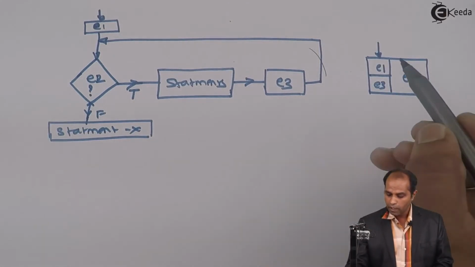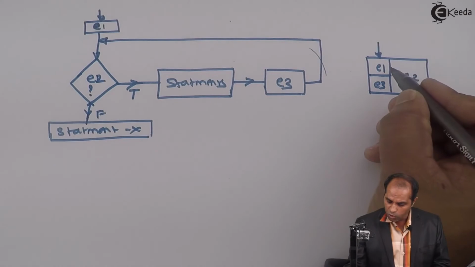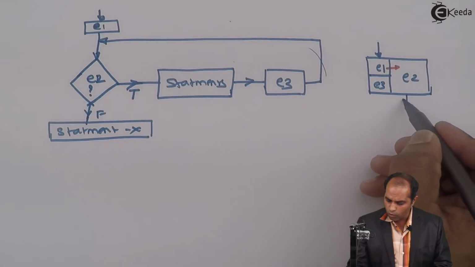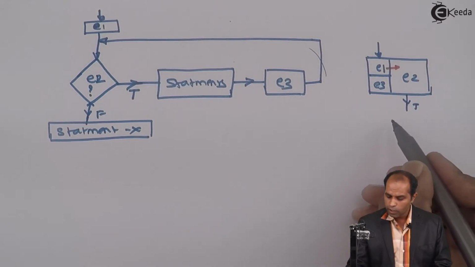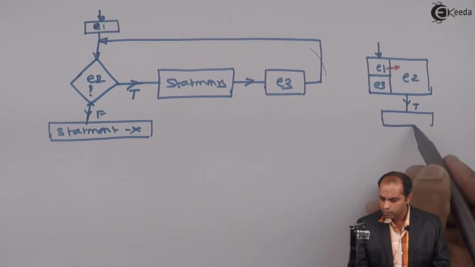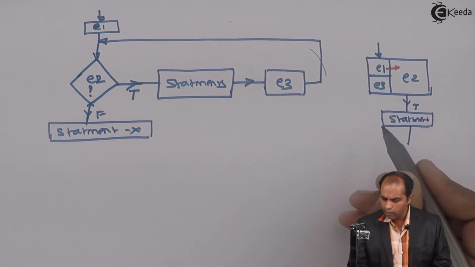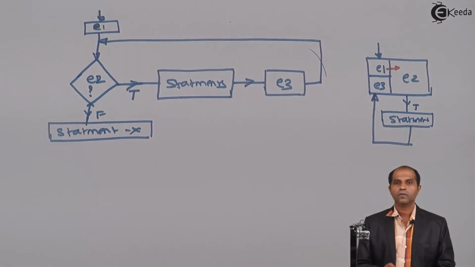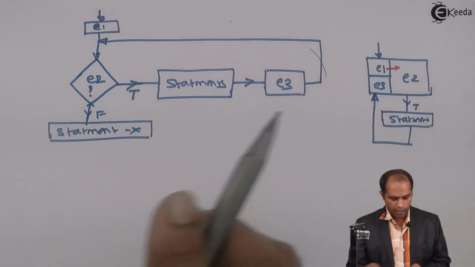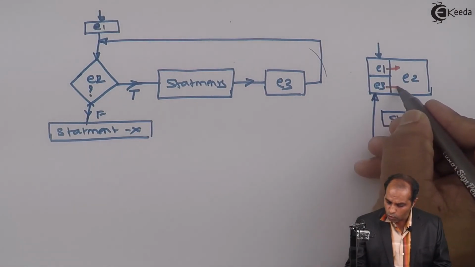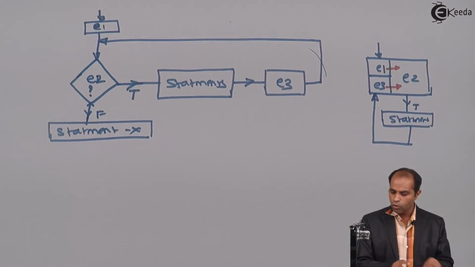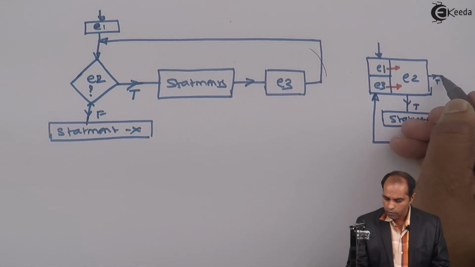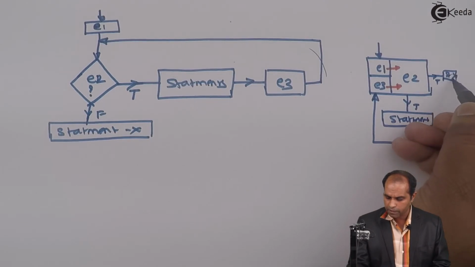So it starts with E1 and then the control goes to what? E2 automatically. E2 is either true or false. If it is true, it says execute all the statements and then go back and rejoin the for loop at E3. So it goes back to the for loop at E3 and after E3, the control goes back to E2. If E2 is true, again the same block is repeated. If it is found to be false, then it goes to statement X.